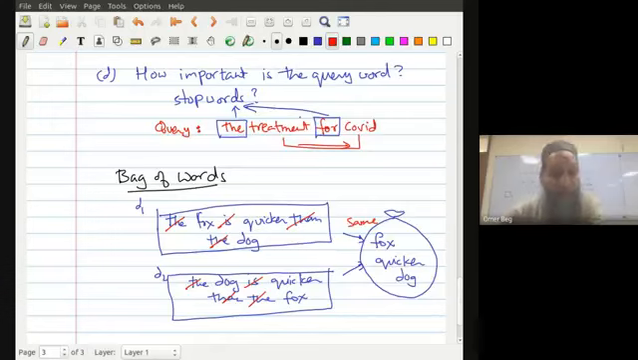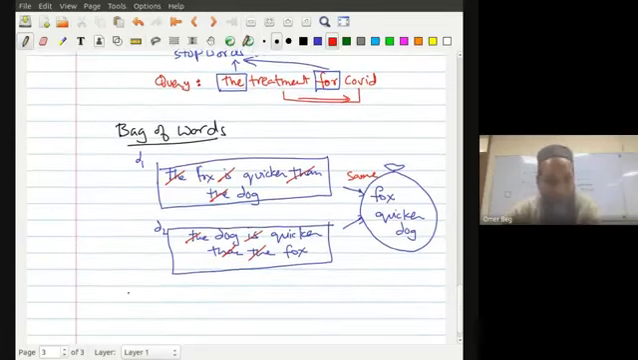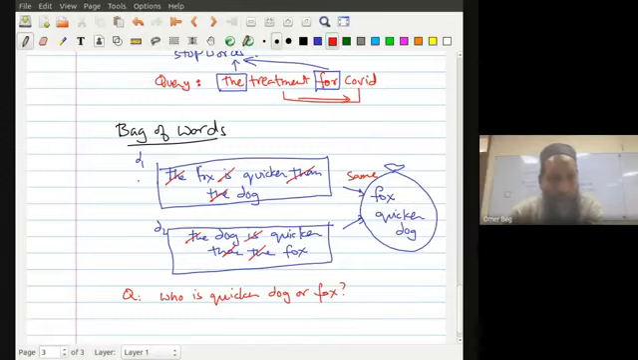Now, if we have dog, fox, quicker, who is quicker? If we have a query that says, who is quicker, dog or fox? Then how would you say that this document is more relevant or this document is more relevant?